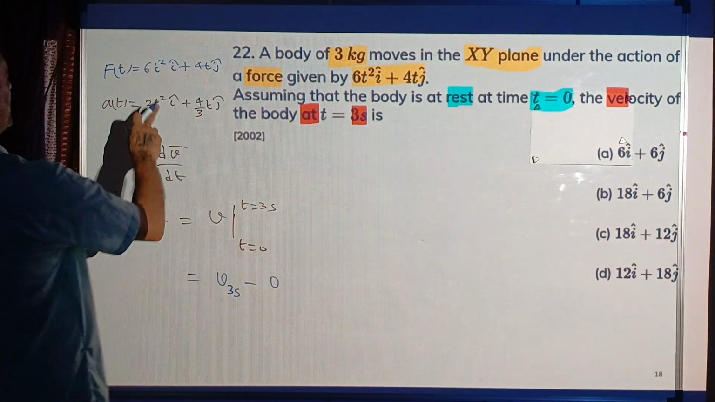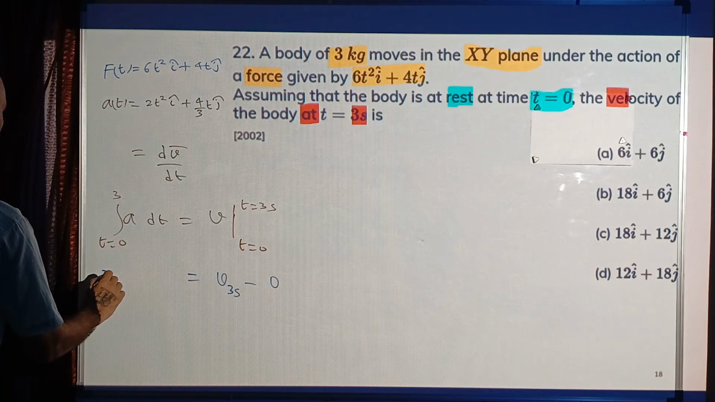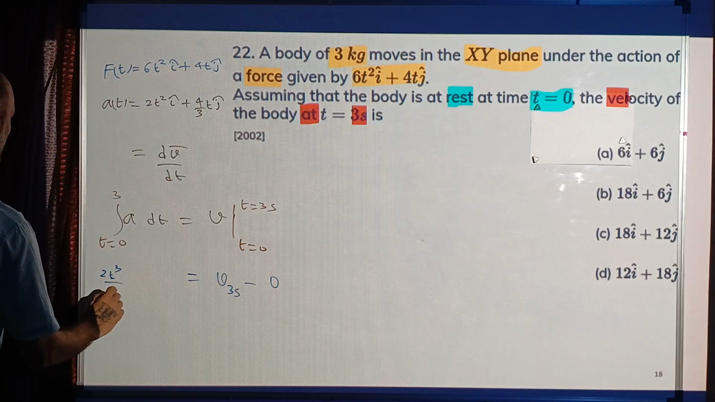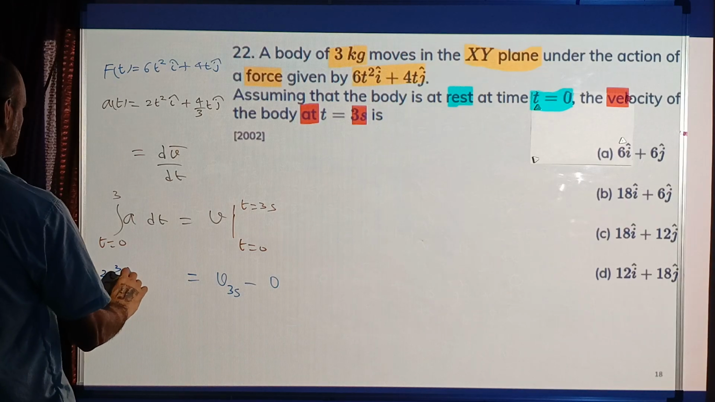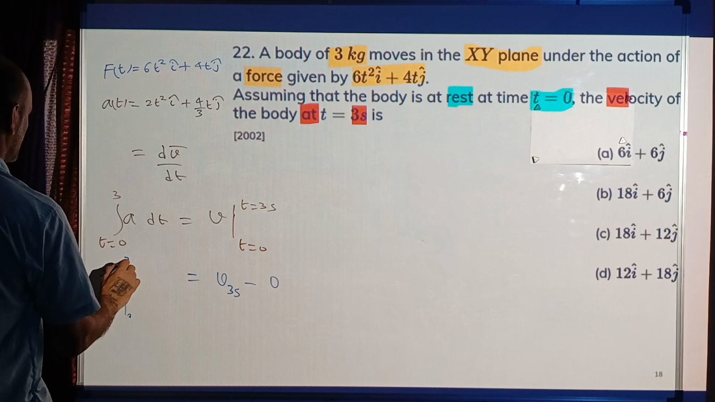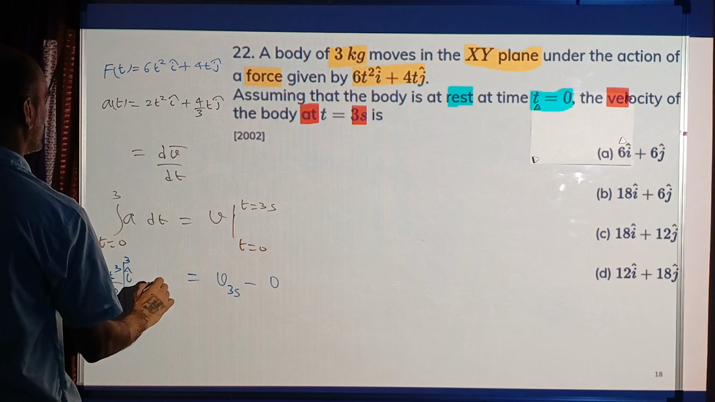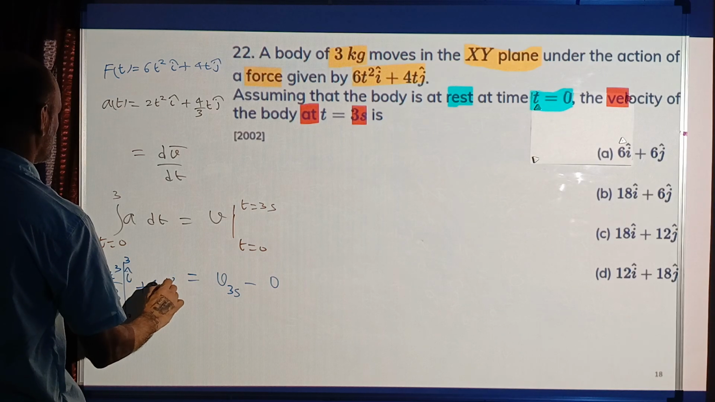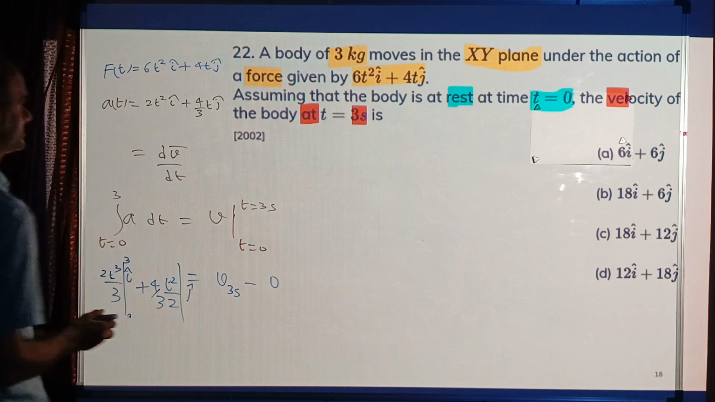So the acceleration, you have to integrate term by term. It will become 2 t cube by 3 i cap, and you have to put the limits here, 0 and 3. And the second term is 4 by 3 t square by 2, with the limits, and then j cap.